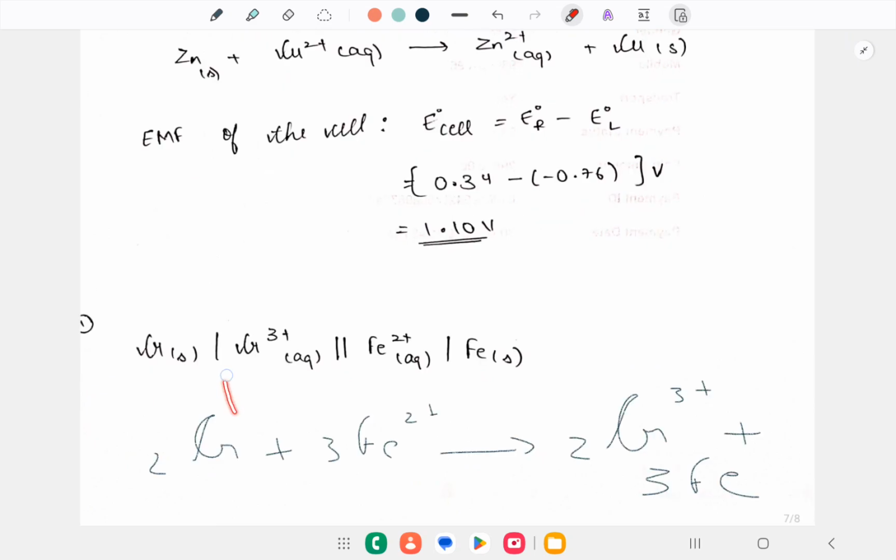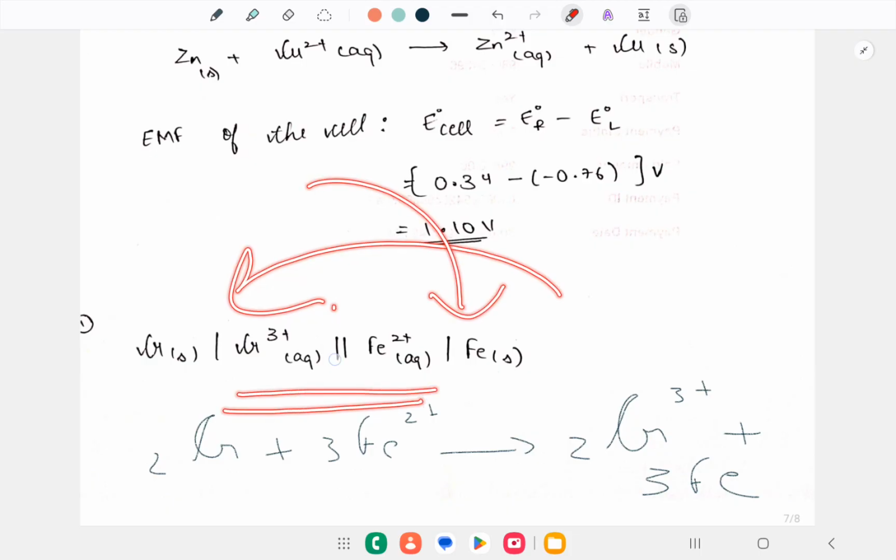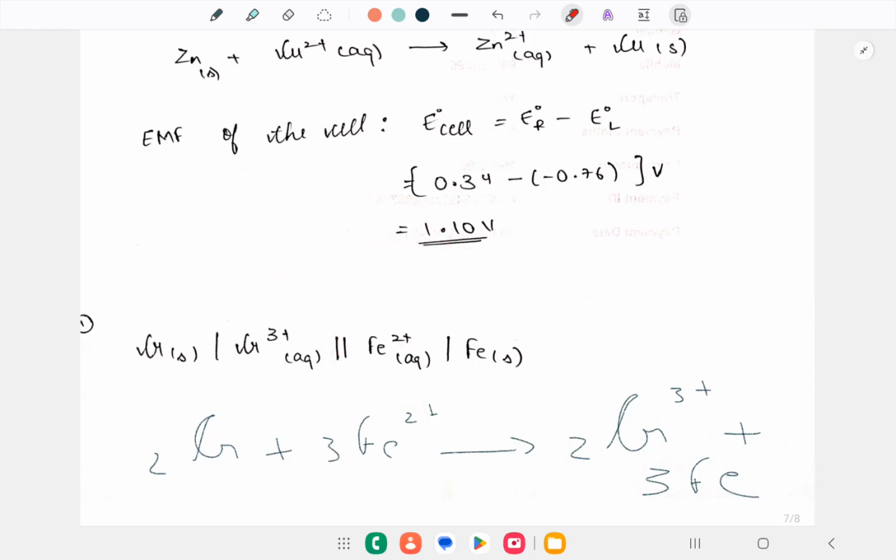Now we'll see how we will write the cell reaction. So here we can observe that there is a loss of electrons, so this will undergo oxidation, and here there is a gain of electrons, that means Fe will undergo reduction. So oxidation will be written on the left side and reduction will be written on the right side, and these both will be separated with a double line, that means a salt bridge. So here Cr and Cr3 plus, we'll write down like this, and Fe2 plus becomes Fe. So this will become the whole cell representation.